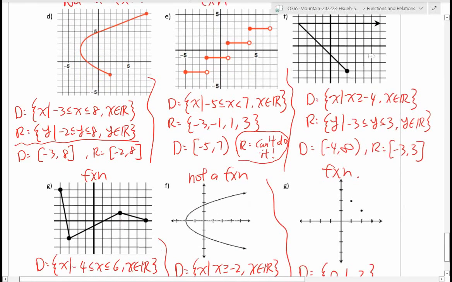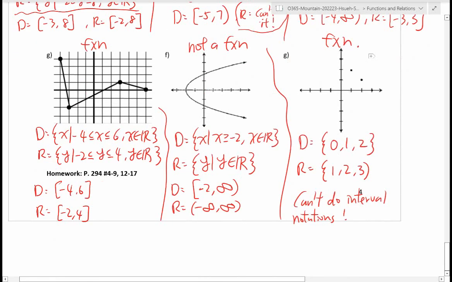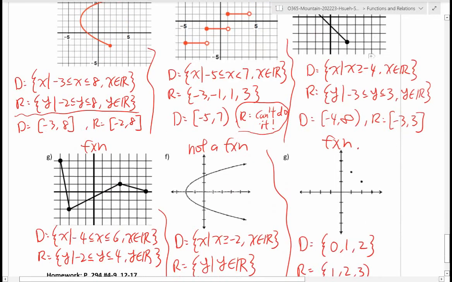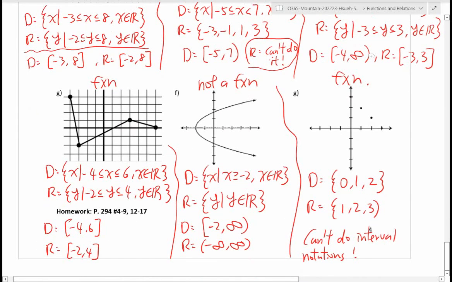Okay, here are the answers for the last three. Notice for the second part G, it's a function, but you cannot write down interval notation for the domain and range because you can see they are just particular points, 3 points. They are not intervals, so there's no way you can write interval notation for the domain and range because they are just particular points. So you just write down what the numbers are.